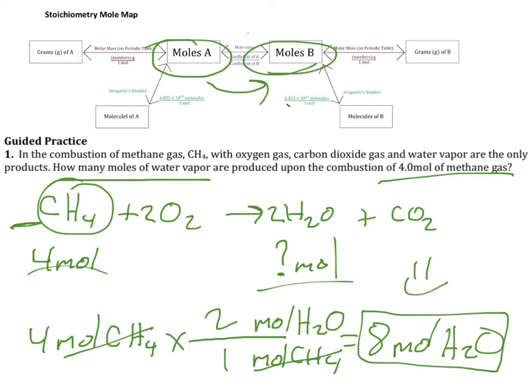And so you have a wide range of different types of questions you can ask, and it's really the same thing for all of them. It's just looking at the balanced chemical equation and then going from moles of A to moles of B. So it's really not that bad, and we'll practice this a lot, and you'll see that it's really straightforward.